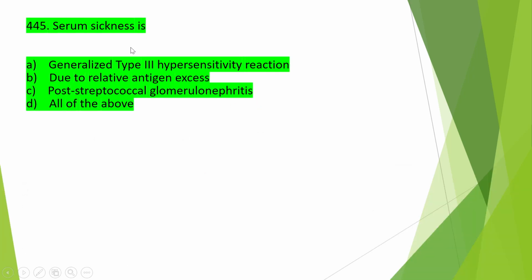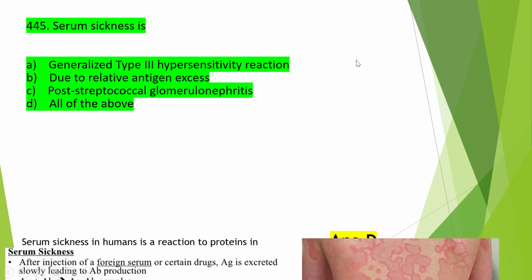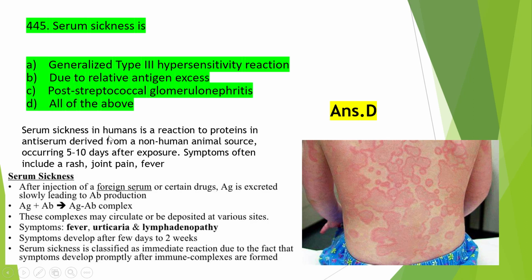Next one is: serum sickness is a generalized type 3 hypersensitivity reaction due to relative antigen excess, or post streptococcal glomerulonephritis, or all of the above. The right one is option D, that is all of the above. So what is serum sickness? Serum sickness in humans is a reaction to proteins in antiserum derived from a non-human animal source, occurring 5 to 10 days after exposure, and symptoms often include a rash, joint pain, fever.